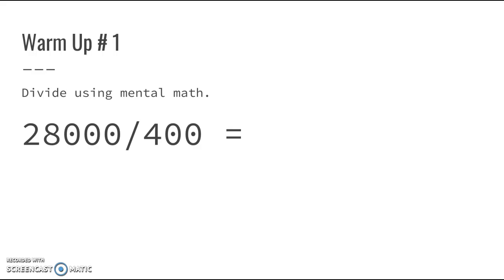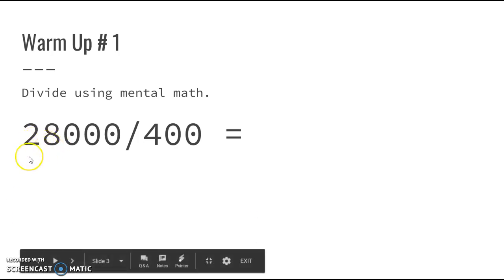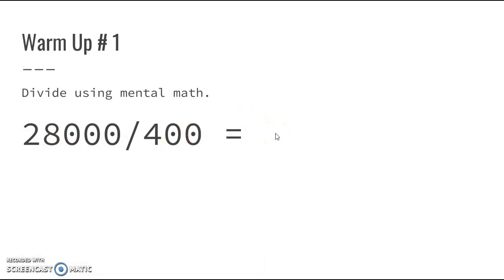Here's your first warm-up problem. It says divide using mental math. You want to divide 28,000 divided by 400. Make sure you're checking that basic fact. 28 divided by 4 gives you what? Please take this time to pause the video and write your answer on number 1 on the warm-up page.